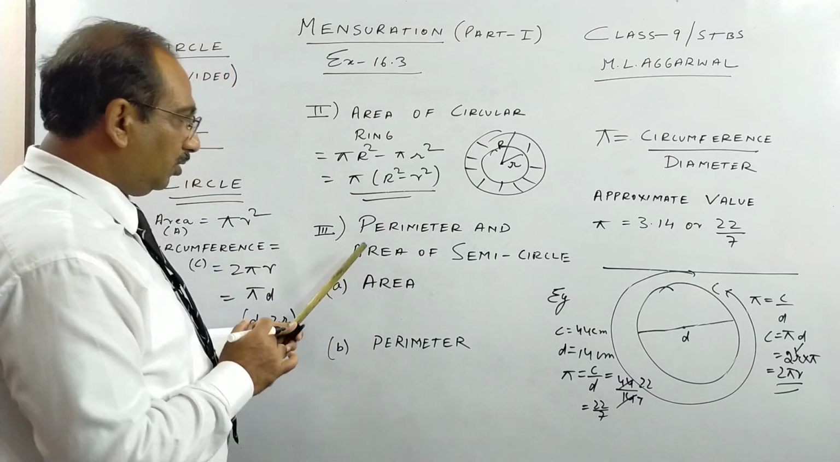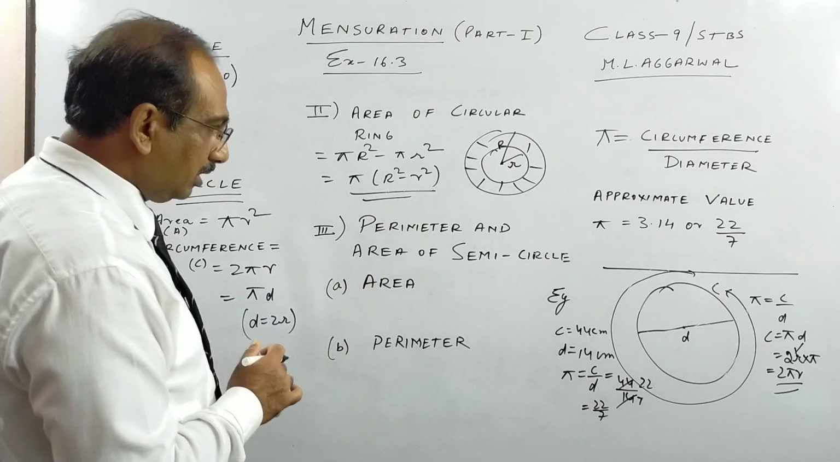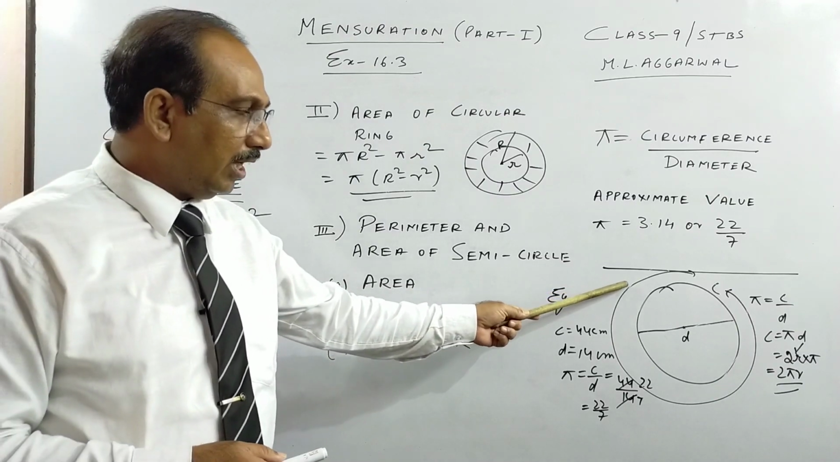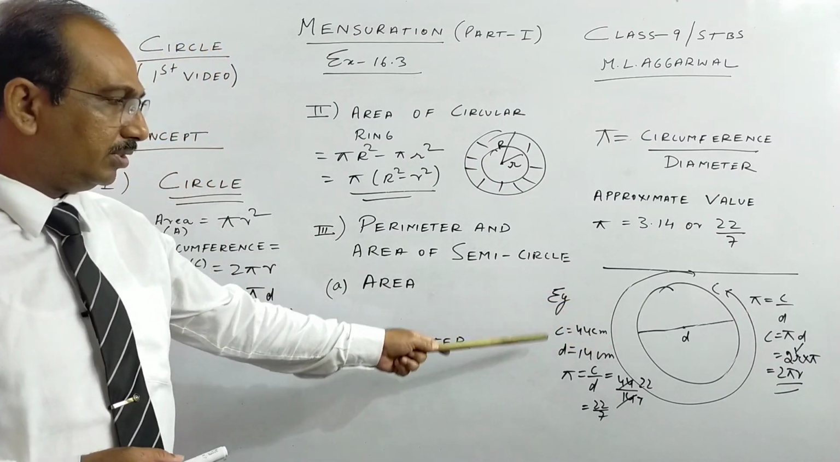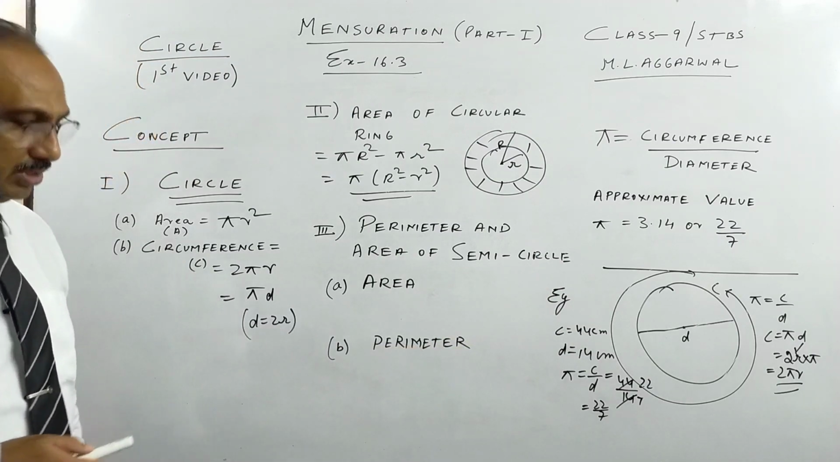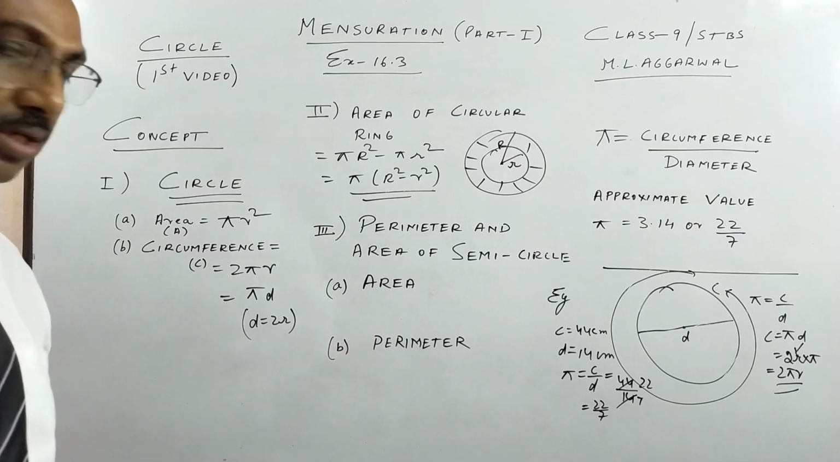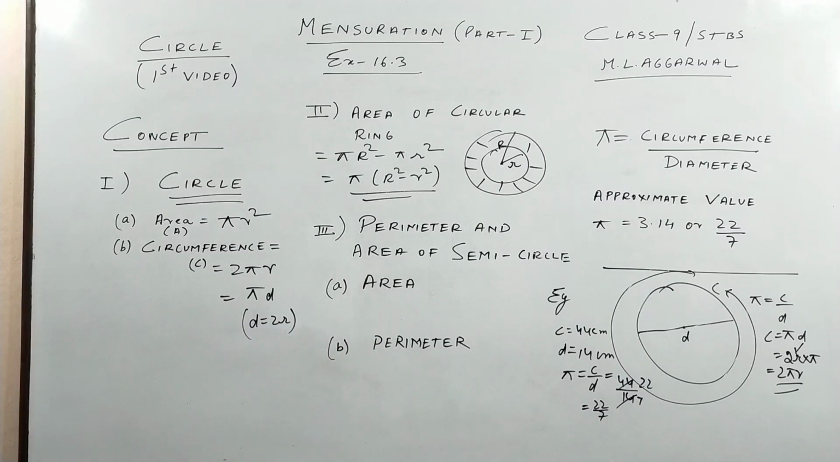Now next we move on to perimeter and area of a semicircle. Kindly pause the video, I will explain it to you with the diagram over here. So pause the video and copy. Then I'll explain it, the perimeter and area of a semicircle.